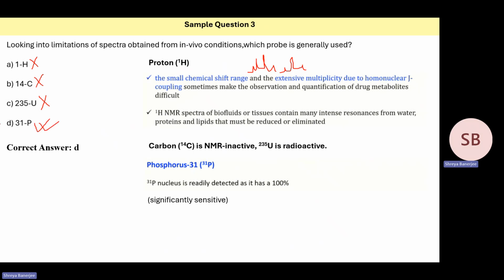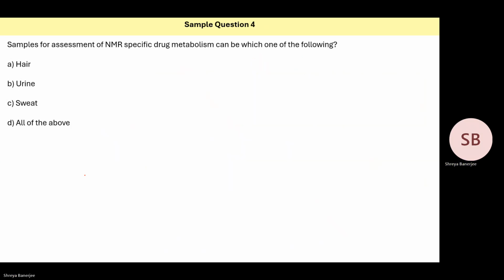And one advantage of 31P is that it has 100% natural abundance. That is, it has no other isotope. So it's a very sensitive nucleus. So the correct answer is D, that is 31P.